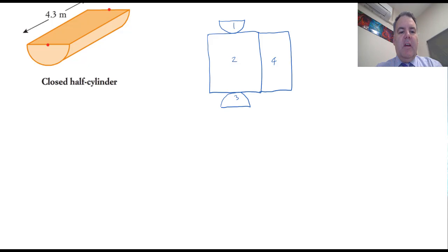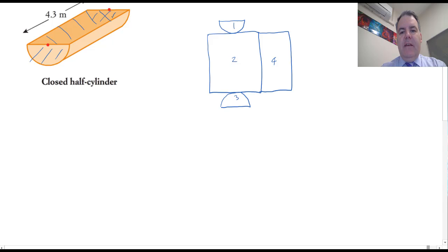Okay, the second one here is a closed half cylinder. So this is getting a little bit trickier. Remember, the question is, what is the total surface area of this thing? So we've really got 4 faces, if you like, to consider. We've got this top bit here. We've got the curved surface going along the bottom, that half a cylinder, and then we've got these 2 end bits here. The other one over there you can't see.